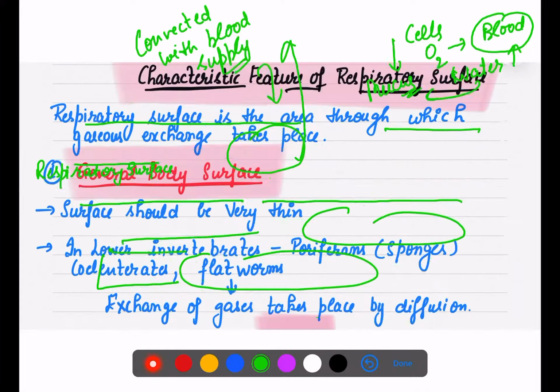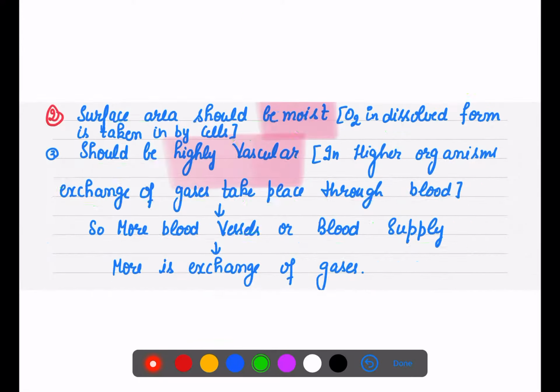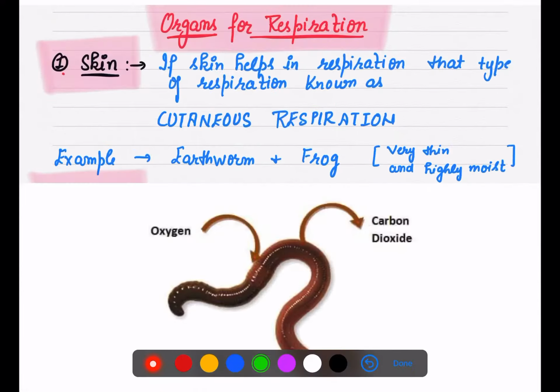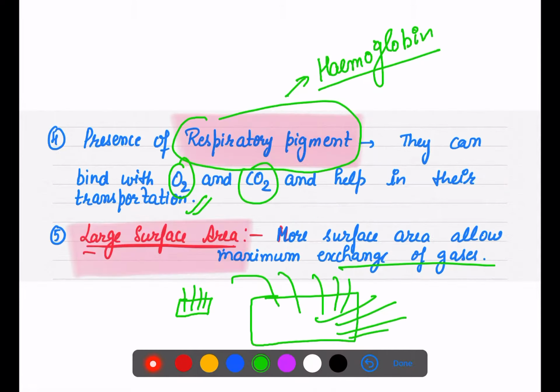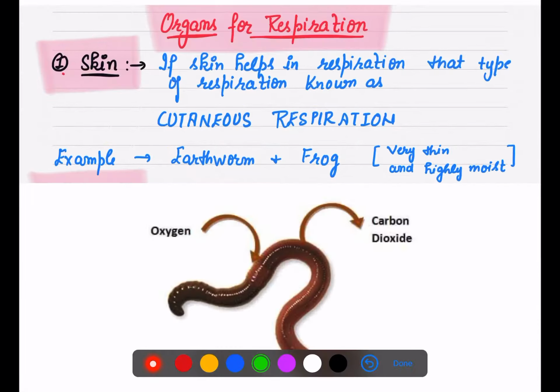So these are the features or characteristics which define the properties a respiratory surface should have when it helps in transportation. Here are the different organs for respiration in different organisms. First, let's talk about the skin.